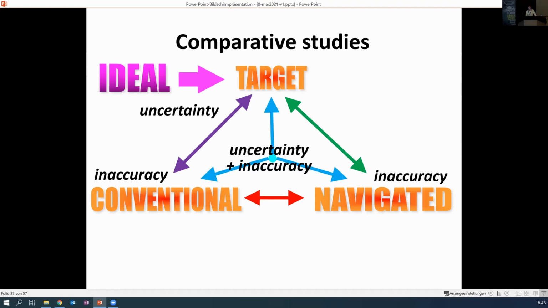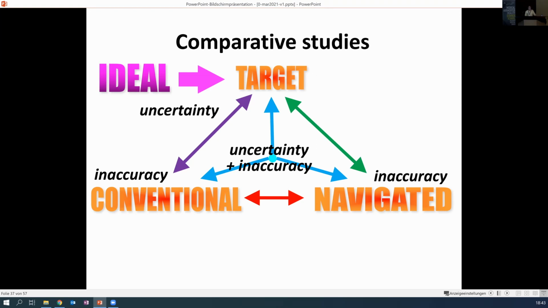Now, many studies ignore the uncertainty of the target. So they fix a target, it has to be within 1 millimeter. What is the uncertainty for that specific patient or that specific surgery? So a good comparative study must specifically talk about the uncertainty of the target and then measure the accuracy with respect to it.